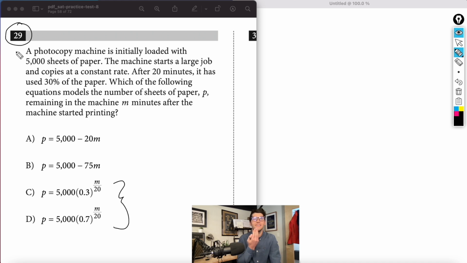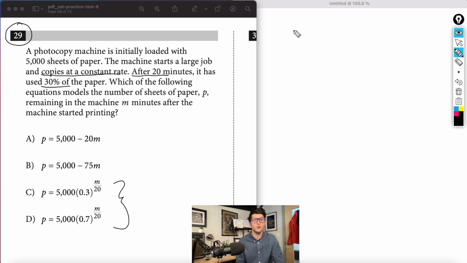Look, is this question incredibly difficult? Probably not, but is it easy to get wrong? Absolutely. So this tells us we have 30% of the paper has been used after 20 minutes, but it also tells us that this is at a constant rate. Of course that makes sense. No photocopier is going to increase speed or decrease speed, right? So if you had percentage growth and 30% was gone after 20 minutes, 30% after another 20 minutes would be a different amount of paper.